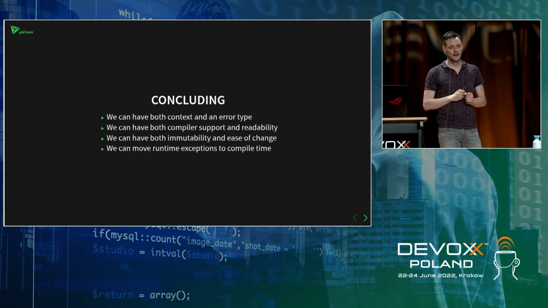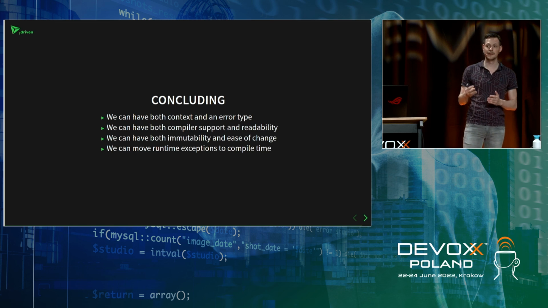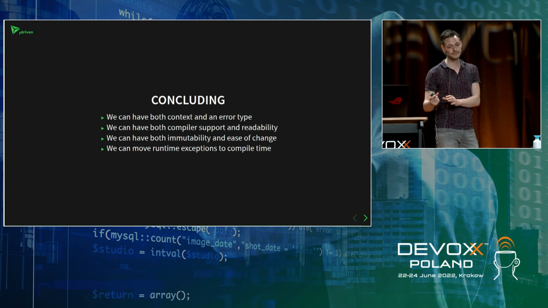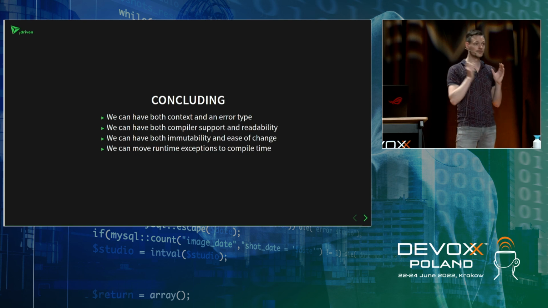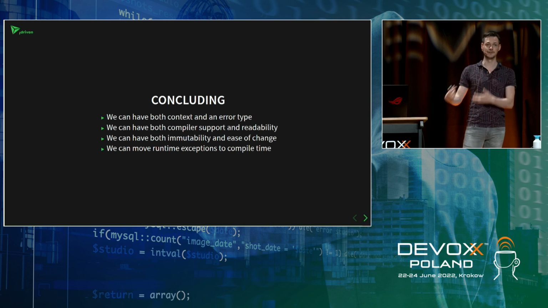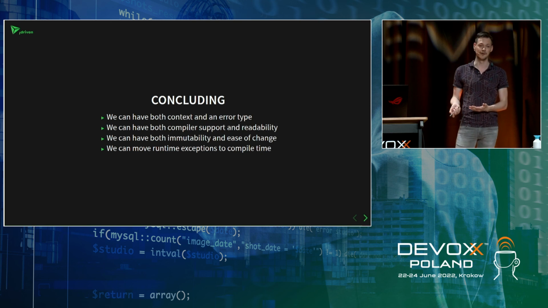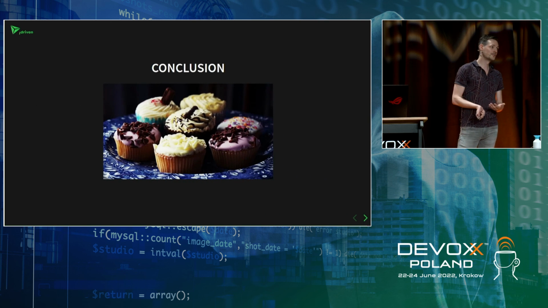So what did we learn today? We learned that thanks to Arrow, we can have both an error context and error as a return type using Eithers. We can have both compiler support from the Eithers and still write imperative code using the either comprehension. We can have both immutability and ease of change thanks to optics. And we can move runtime exceptions to compilation time thanks to the error analysis plugin. So I think I could safely say that thanks to Arrow, we can have our cake and eat it too.